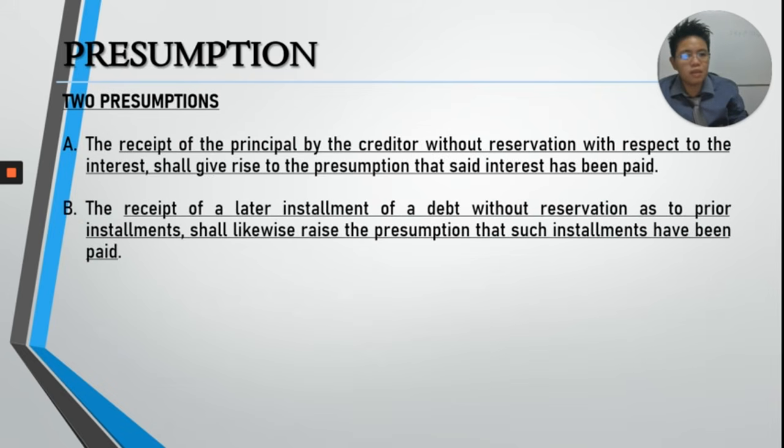Number 2, receipt of a latter installment of a debt without reservation, again, as to prior installments, will raise the presumption that prior installments have been paid. So, January, February, March, ito ang mga installments na babayaran mo. Creditor issues a receipt for March installment. So, the presumption is that January and February have already been paid, yung mga installment para doon.